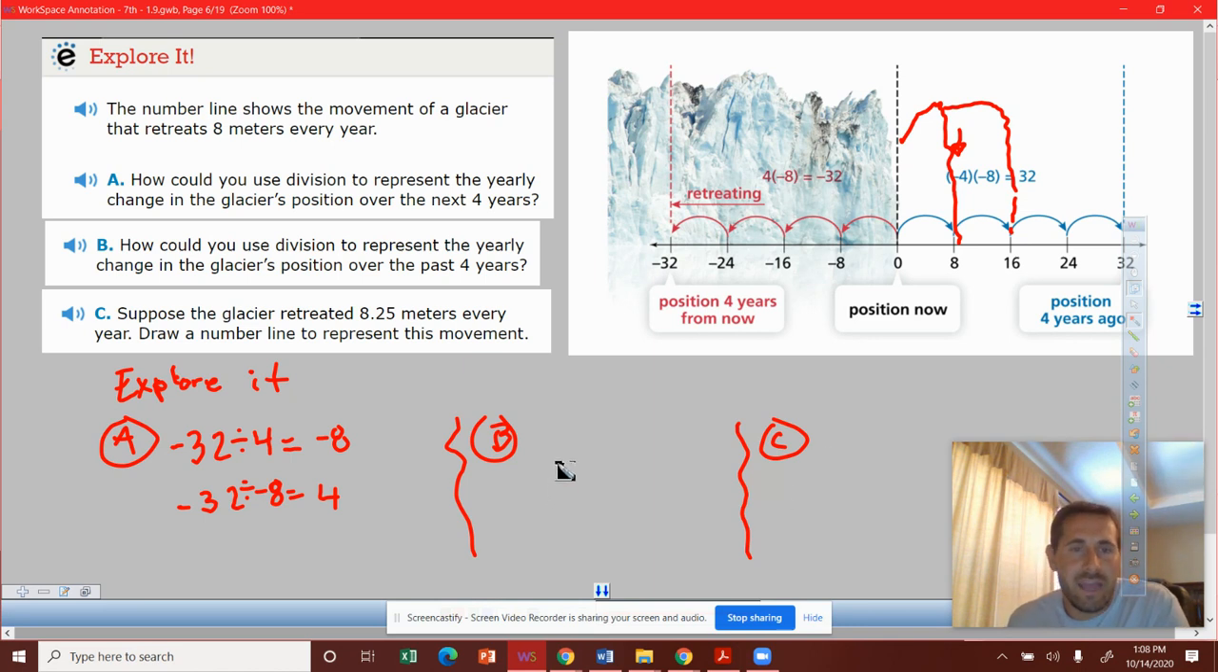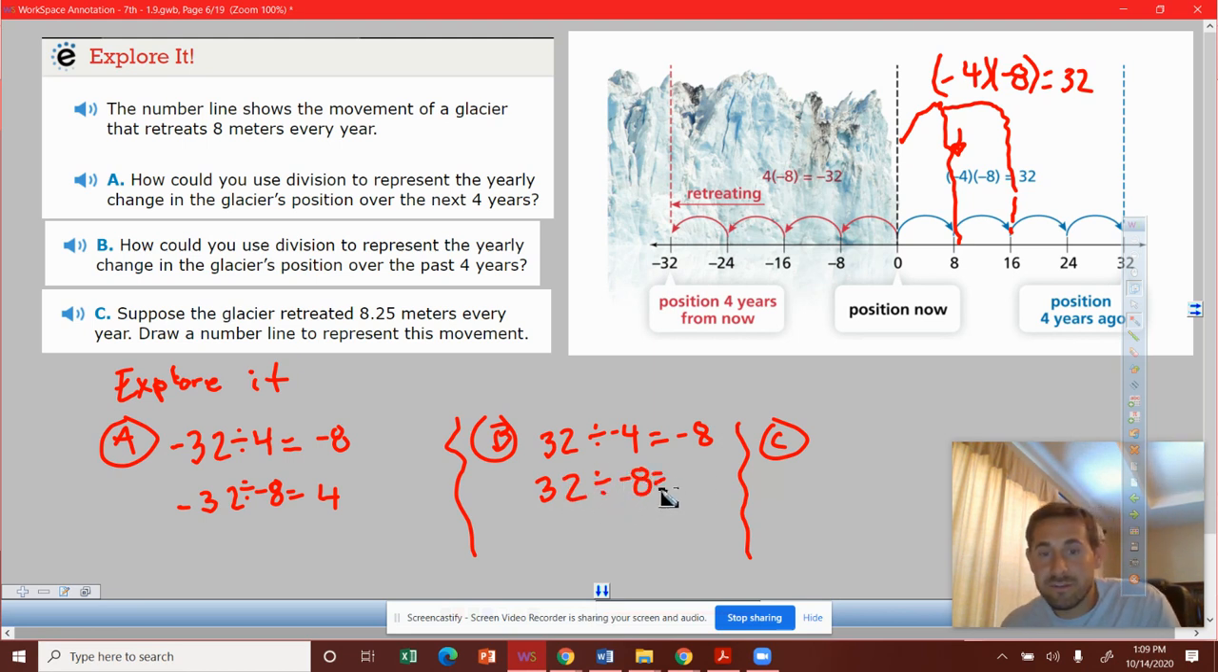And then the year after that, it would be here. So what we're looking at, again, you saw the equation that I just wrote all over, I'm sorry, was -4 times -8 equals 32. Again, how can we turn that into division? So I'm going to do 32 divided by -4. That should equal -8. Or you could have done 32 divided by -8 would be how many years of progress? Well, that's -4, or 4 years ago.